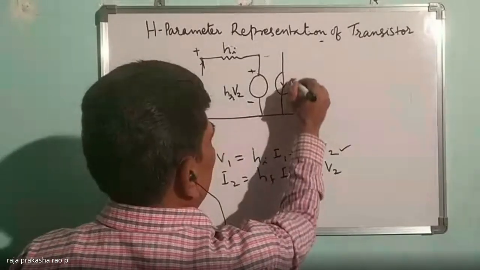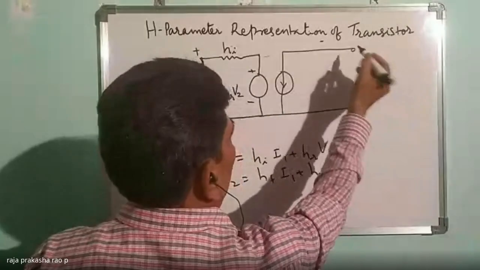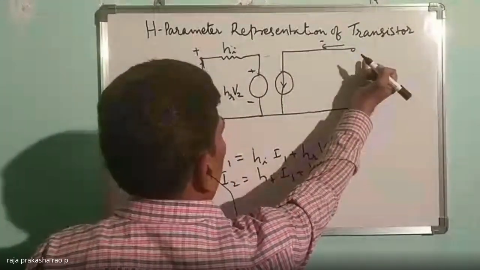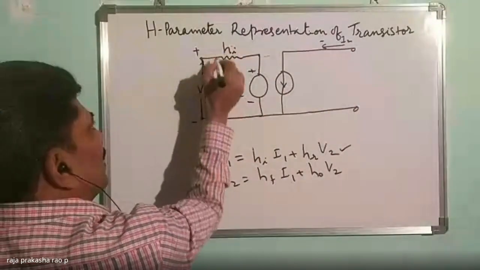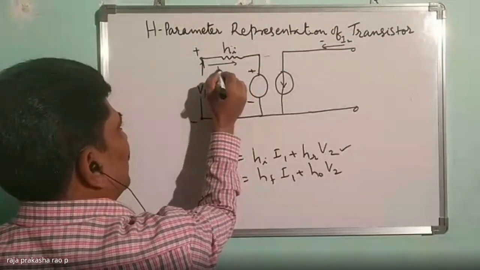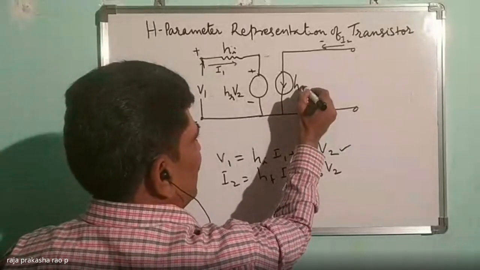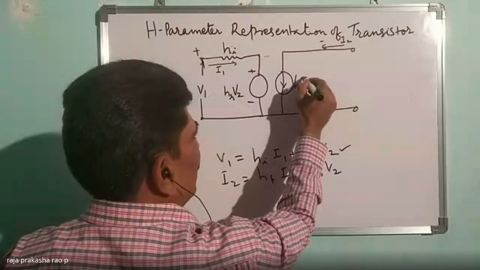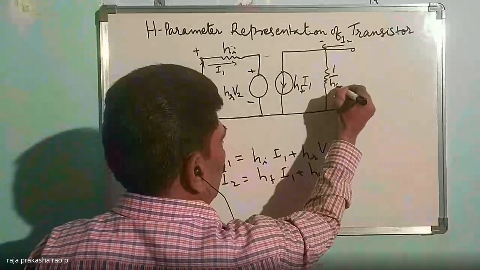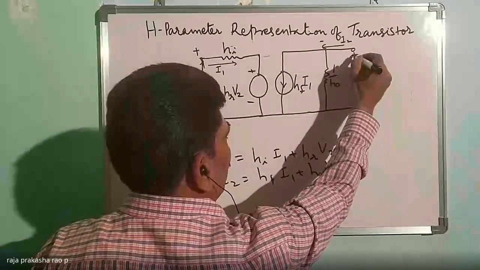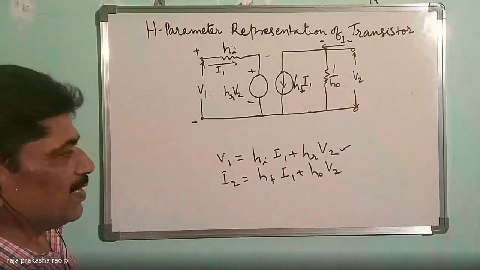The current generator will be there. Always the current will flow into the network like this from the second port. Output current will flow like this. From the first port, the current is I1, entering into the network. This one is hf into I1. And here a resistor is placed, that is 1 by ho ohms. And V2 is the output voltage. Okay, circuit representation of these two equations.